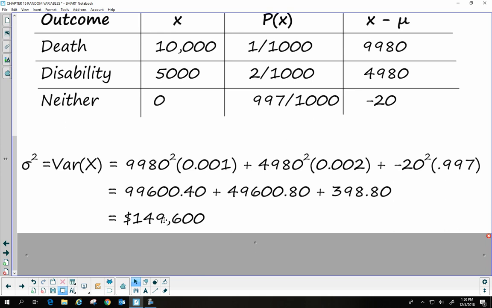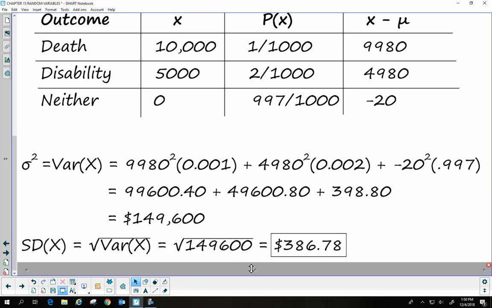What we really want to know is standard deviation. So we're going to take this value and we're going to square root it and find that the standard deviation for payouts for this insurance policy is $386.78. So one standard deviation is $386.78.